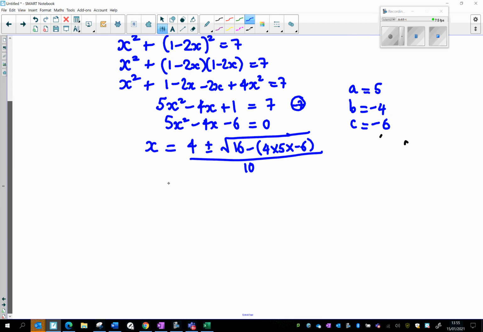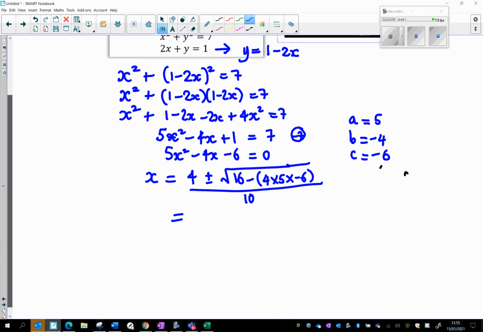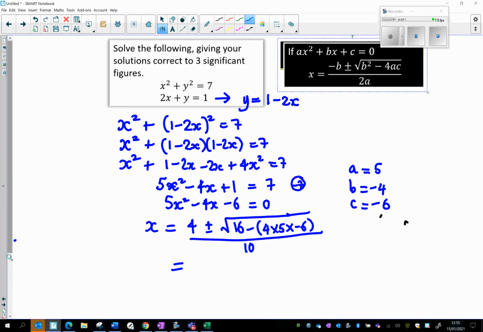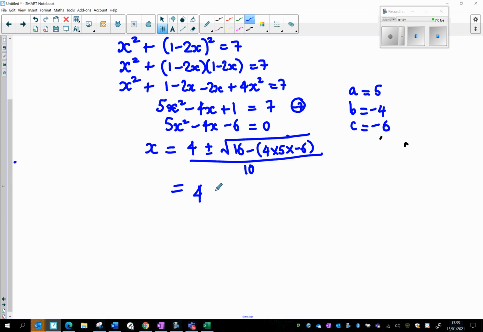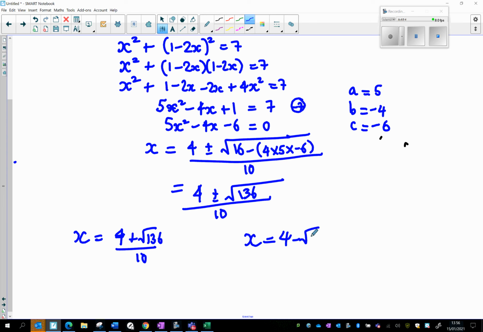Okay, so pressing on. So it's 4 plus or minus the square root of, so that's 16 plus 120, so 136, and that's divided by 10. Okay, so get your calculator and work out the two values. So the first one is going to be 4 plus the square root of 136 divided by 10, and the second one is x equals 4 minus the square root of 136 divided by 10.